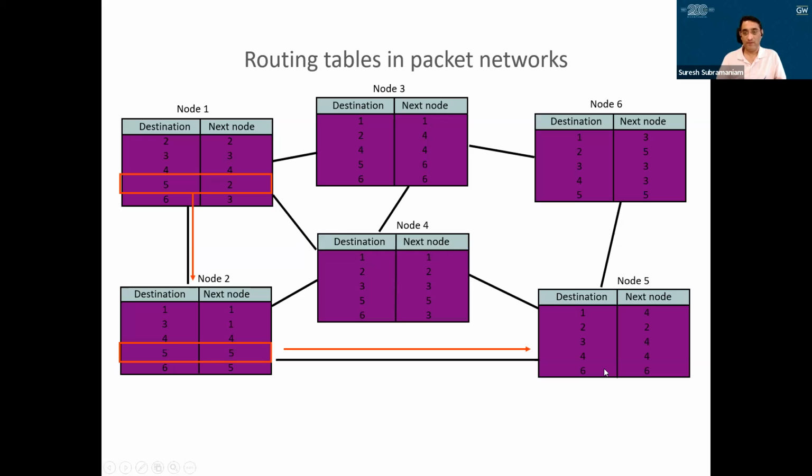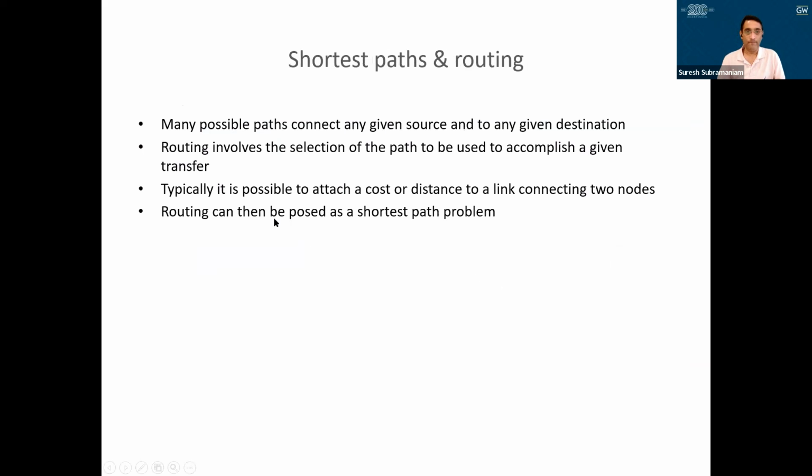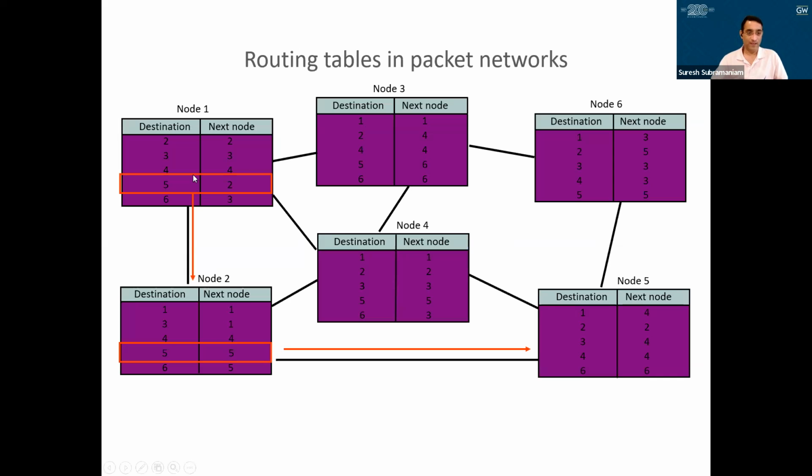Okay, now there's a big network there. How do you find these entries? Which should be the next node for each destination? That's the job of the routing algorithm, right? As we saw earlier, there are multiple paths to go from one node to another node. Here we see this is one path, this is another path, this is another path. Which one should you follow to go from 1 to 5?